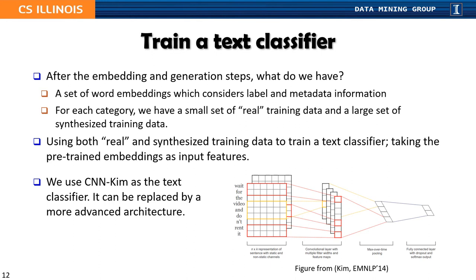After the embedding and generation steps, we have two things in our hands. First, we have a set of word embeddings which considers label and metadata information. Second, for each category, we have a small set of real training data and a large set of synthesized training data. Therefore, we can use both real and synthesized training data to train a text classifier by taking the pre-trained embeddings as input features. In this paper, we use the famous convolutional neural network architecture as our text classifier. Of course, it can be replaced by a more advanced architecture.